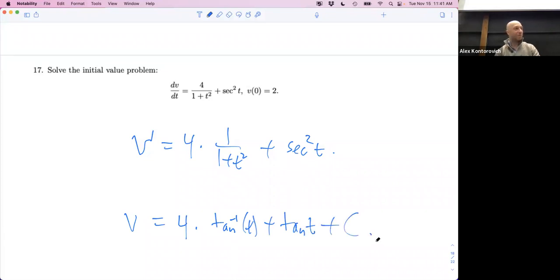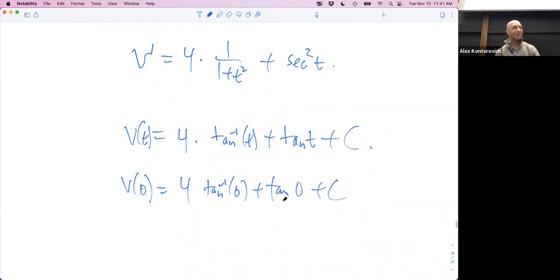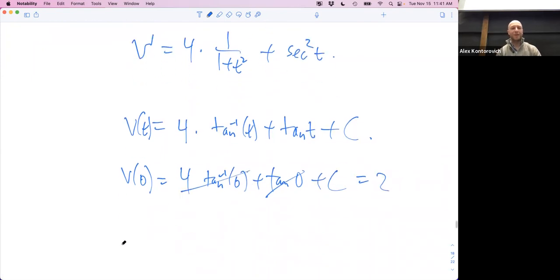Plus c in general. So this is a function of t. But we also know that at 0, it's equal to 2. So V of 0 is 4 arctan of 0 plus tan of 0 plus c. Tan of 0 is 0, and arctan of 0 is 0. And this is equal to 2. So c is equal to 2. Which means that V of t is 4 arctan t plus tan t plus 2. All right.